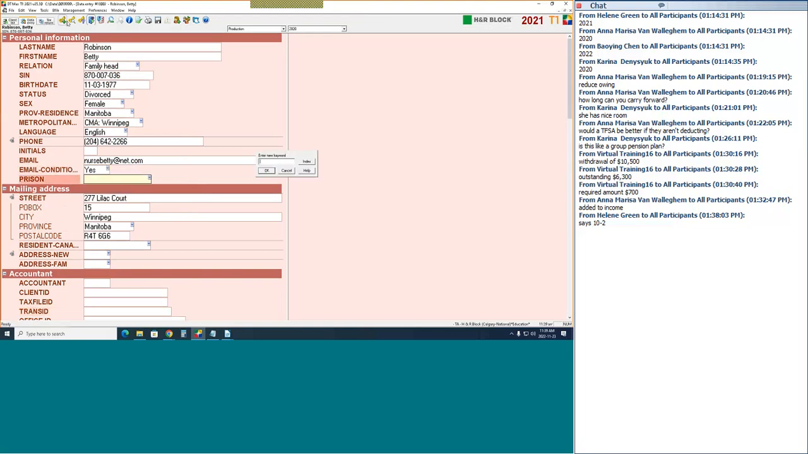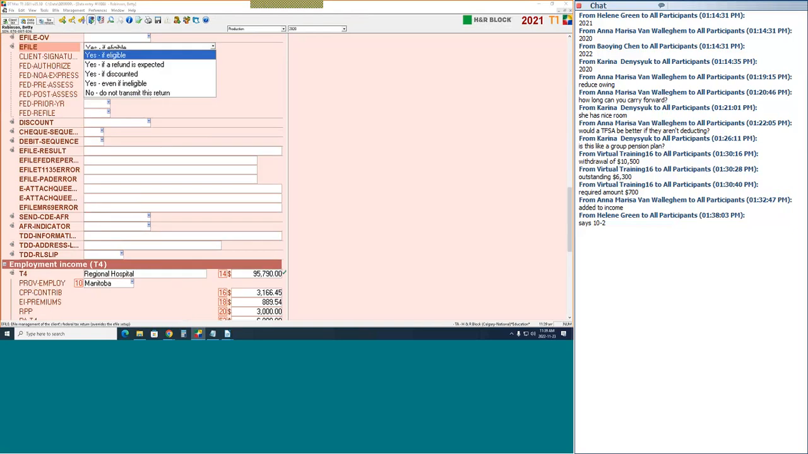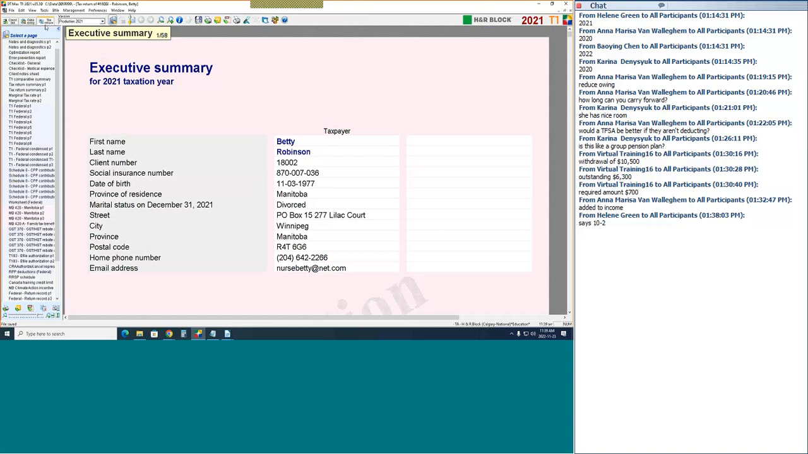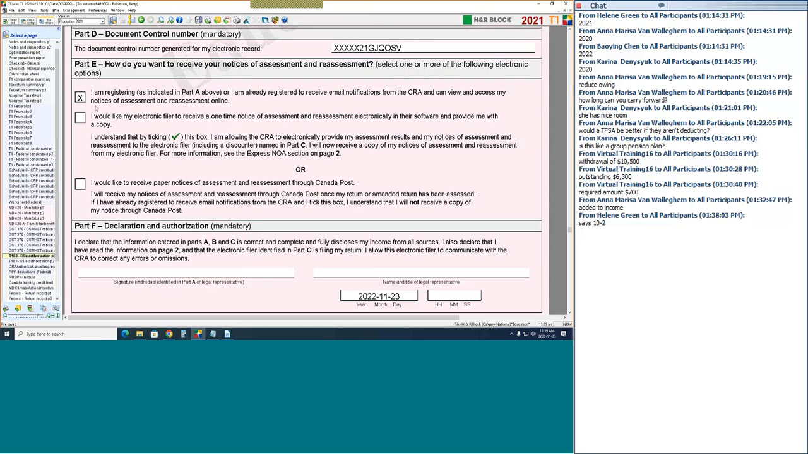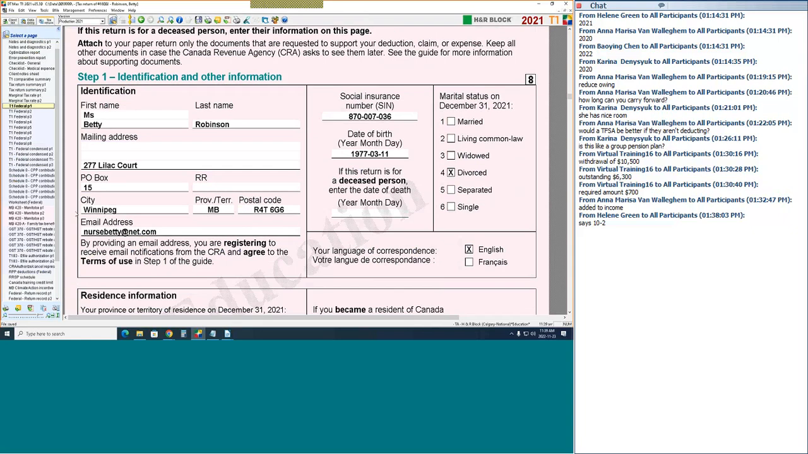And if I said email conditions yes, I'm going to set up an e-file information so you can see what it looks like. When she signs her e-file authorization, it would say, I'm registering this year. And that's what we want it to be. And on the first page of the return, you already know this, it will have an address there.